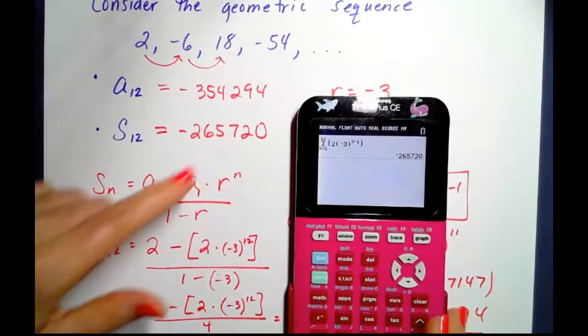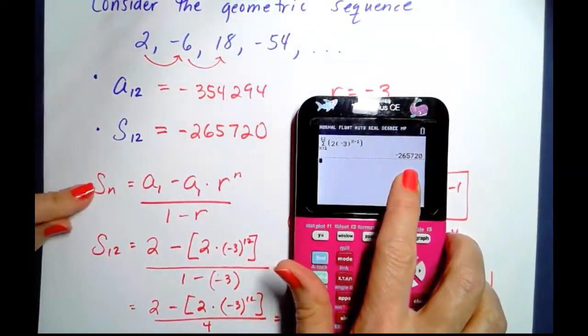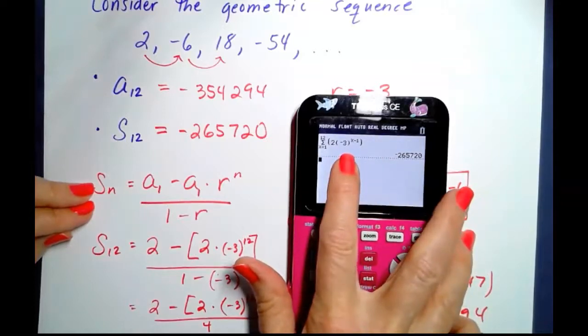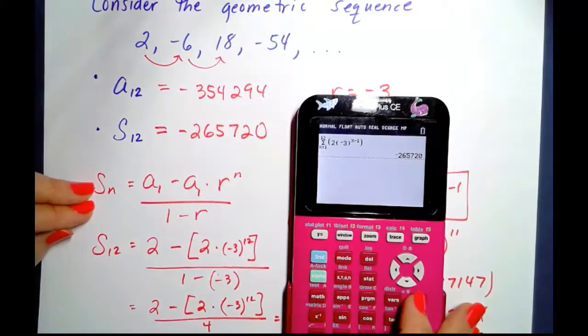And what do you know? We get exactly the same thing. So two different methods: this formula will allow us to calculate it, and the summation notation also yields the same thing. So there you go. Finding the sum of a geometric sequence with a specified number of terms.